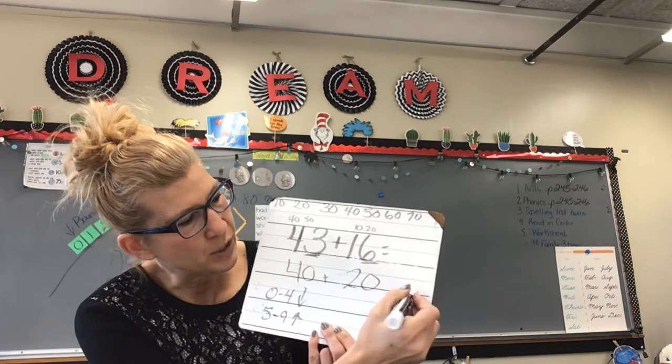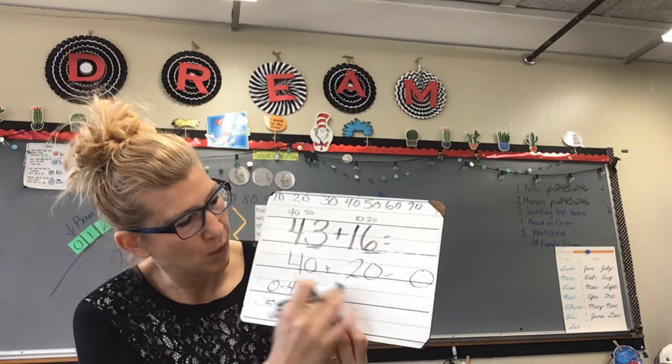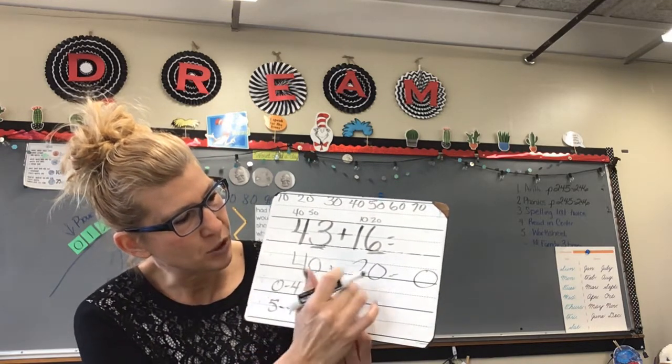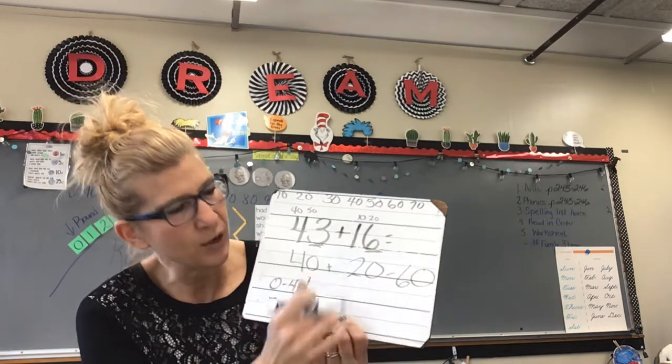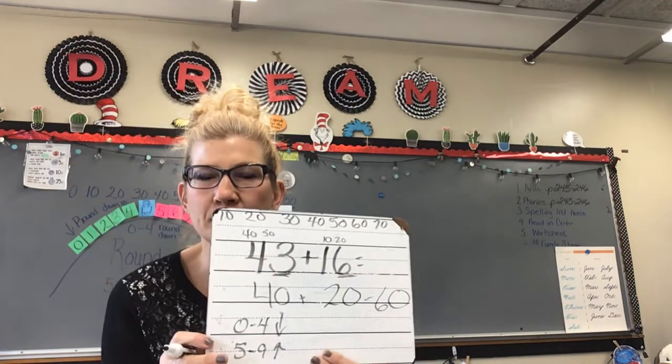Now we know 0 plus 0 is 0. Now let's add the tens place. 4 plus 2 is 6, and our answer is 60.